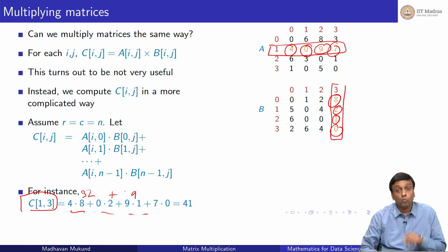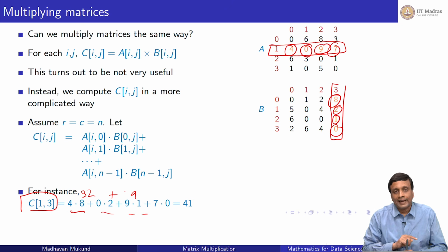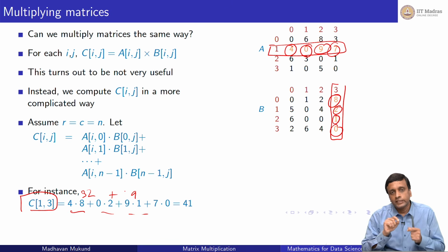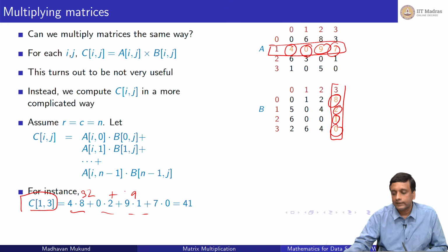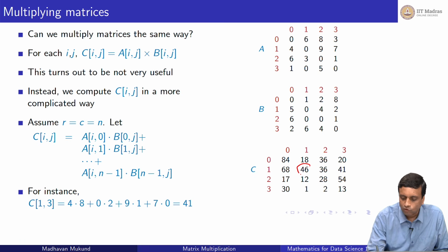So this is how I compute one entry. This is just one entry, and I have to do this for every position. So for every position in the output, I have to scan a row of the first matrix and a column of the second matrix, multiply each individual pair and add them all up. So I have to do a lot of work to compute one entry, and if you do this, then you get this matrix.